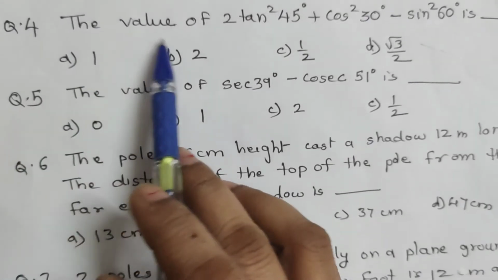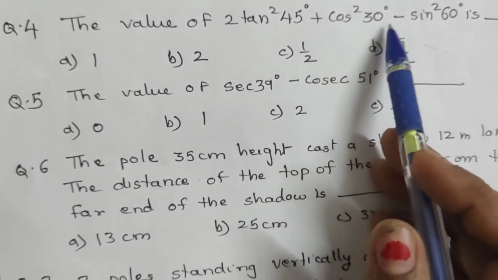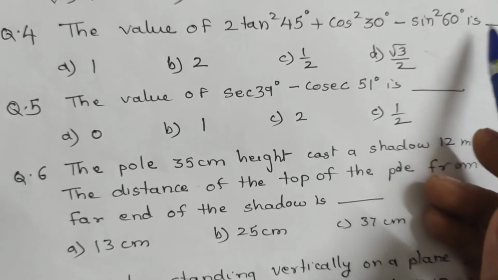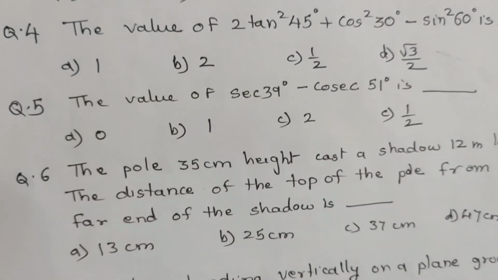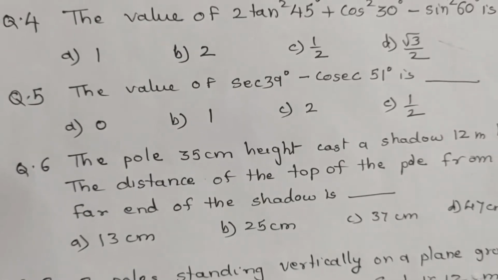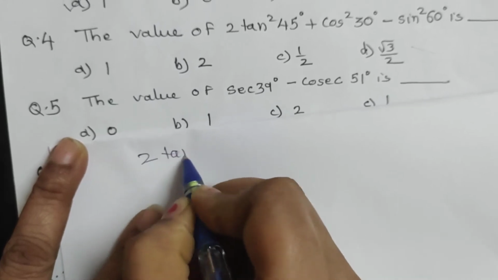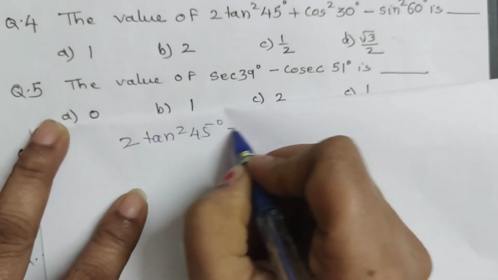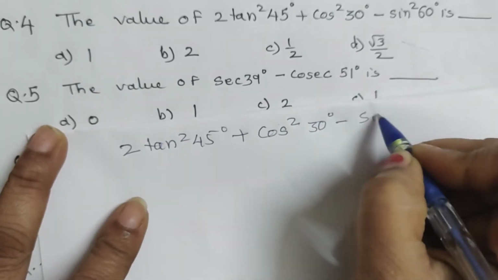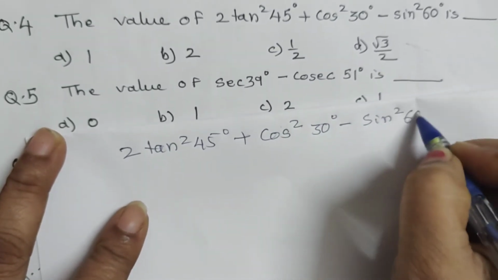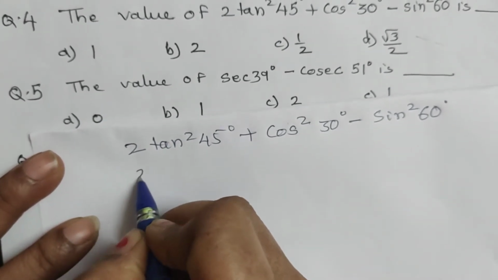Question number 4. The value of 2 tan square 45 degree plus cos square 30 degree minus sin square 60 degree is dash. So let us solve this. Let's write the equation. 2 tan square 45 degree plus cos square 30 degree minus sin square 60 degree. So substitute values of all these.